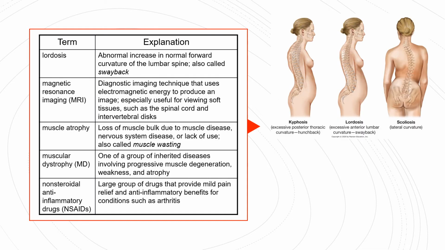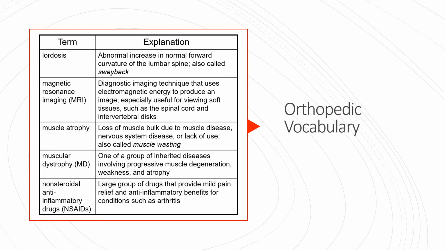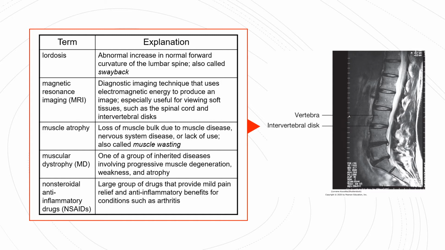Lordosis is the abnormal increase in normal curvature of the lumbar spine, also called swayback. So in the middle image here, you can see her lower spine is curved forward. That is lordosis. Magnetic resonance imaging is a diagnostic imaging technique that uses electromagnetic energy to produce an image. This is especially useful for viewing soft tissues such as the spinal cord and intervertebral discs that you see here on the right.